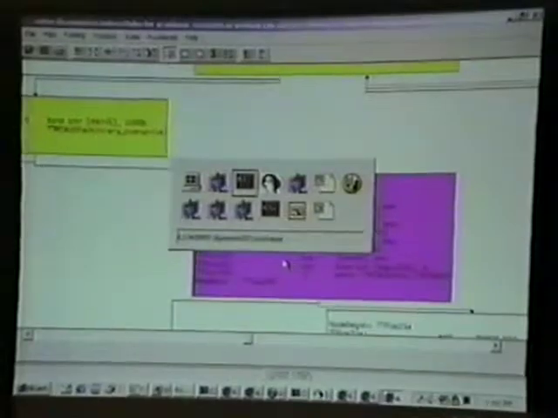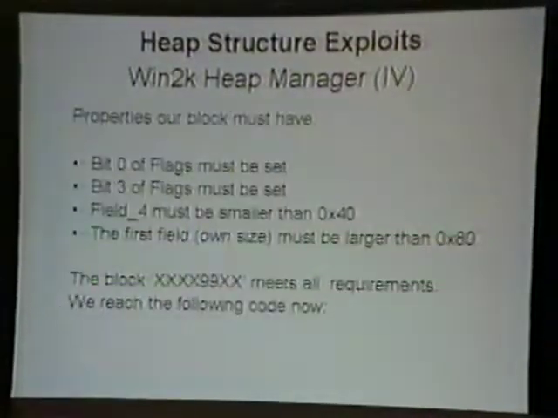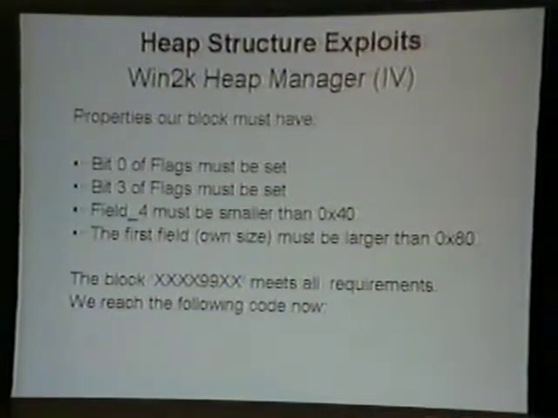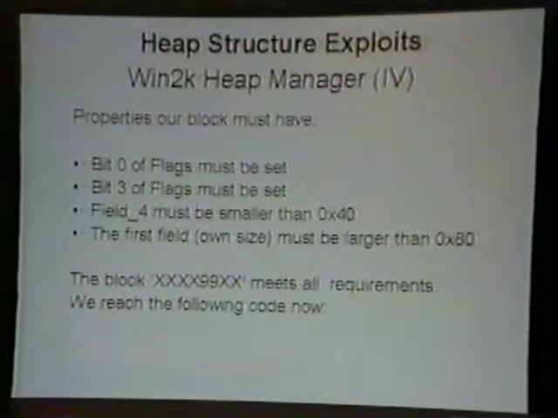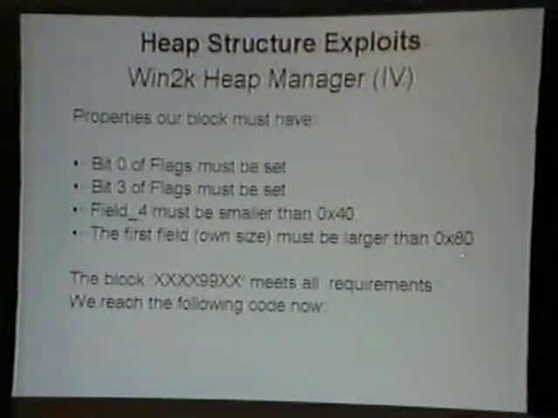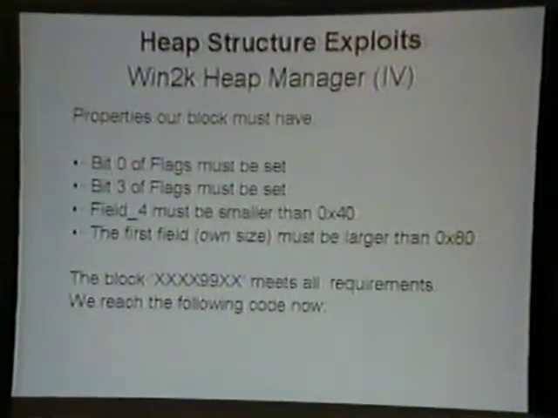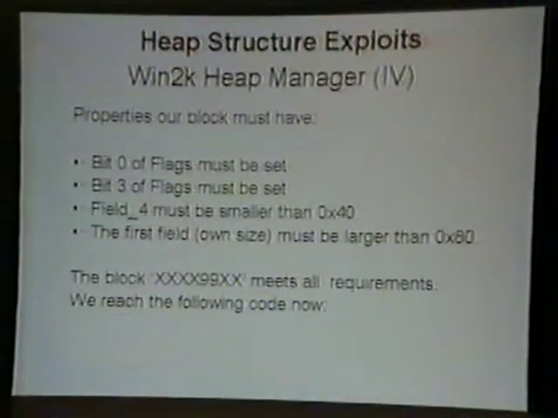So from this graph, we can see that the criteria for the block which we have to write are: bit 0 of flags has to be set. Flags is the byte at ESI plus 5. Bit 3 of flags must be set. Field 4 must be smaller than 40. And the first field, own size, must be larger than 80. I'm not sure where we had that larger than 80, but it has to be that way. So the block XXX 99XX meets all the requirements.